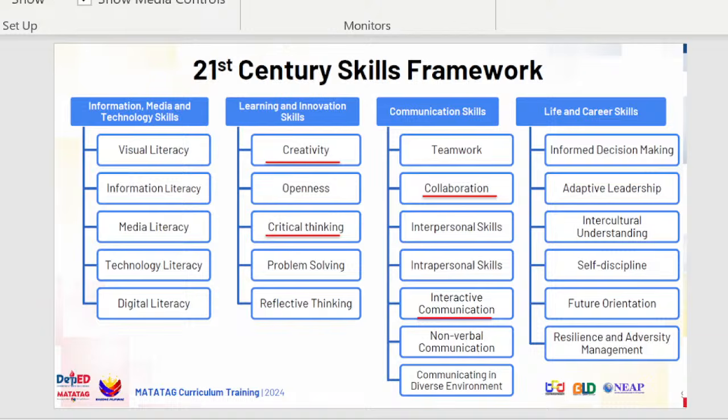Presently on the revised grade 6, 9, and 10 curriculum, the 21st century skills framework that were highlighted were creativity, where learners create new ideas, original ideas, critical thinking, that is higher order thinking skills, arrive at conclusions, collaboration, that's the learners work as a team, share the ideas, that's under communication skills, interactive communication, life and career skills is another domain where learners should have self-discipline, resilience, and adversity management and adaptive leadership.